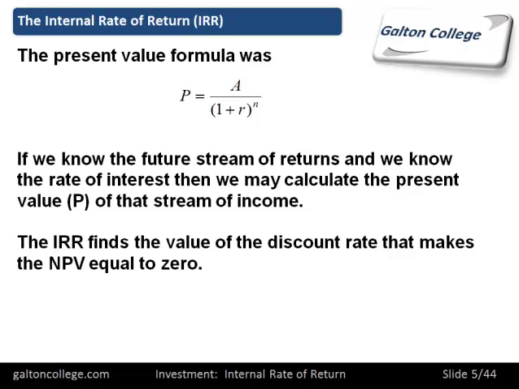The internal rate of return finds the value of the discount rate that makes the net present value equal to 0. So it's the same formula really, but it's just solving something differently. It's saying if we have the stream of returns in the future from the investment, whatever they are, year 1, year 2, year 3, and so on, and if we know what the cost of the investment is, which we should do because it's happening now, then we would solve for this one here, the internal rate of return.